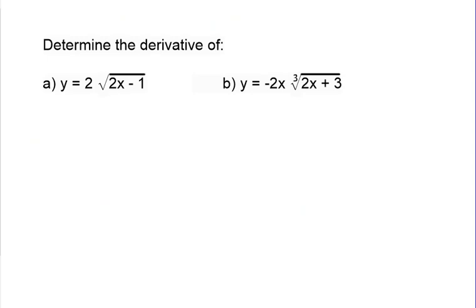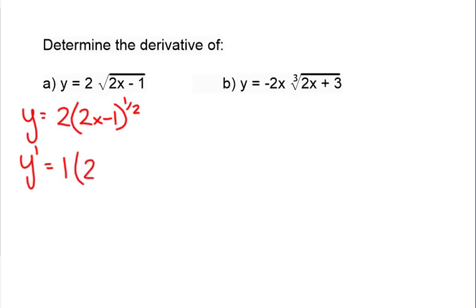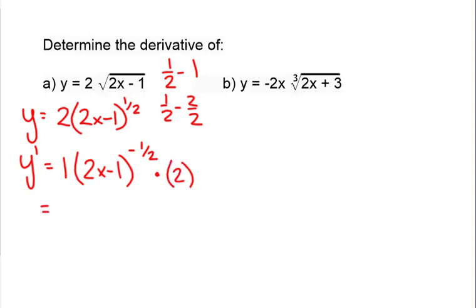So determine the derivative of, well, our first one. So again, if I want to change the look, because I've got a radical, I've got 2 times 2x minus 1 to the 1/2. So when I take my derivative, 2 times 1/2 is 1, 2x minus 1, and then 1/2 subtract 1 is 1/2 subtract 2 over 2. So negative 1/2 times the derivative of our inside stuff, which is 2. So in this case, we've got 2x minus 1 to the negative 1/2.